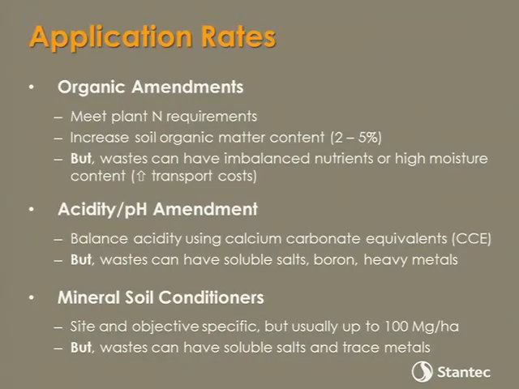Now, once you identify what materials are available to you and how you're going to apply them, you have to figure out a rate. How much material do we need to be adding? With the organic amendments, the two common ways of doing it are to meet the plant nitrogen requirements, or to increase soil organic matter to usually around 2 to 5%. But if we're using waste, there can be some imbalanced nutrients in there or a high moisture content. So if you're transporting it to a site, that can really increase your costs.